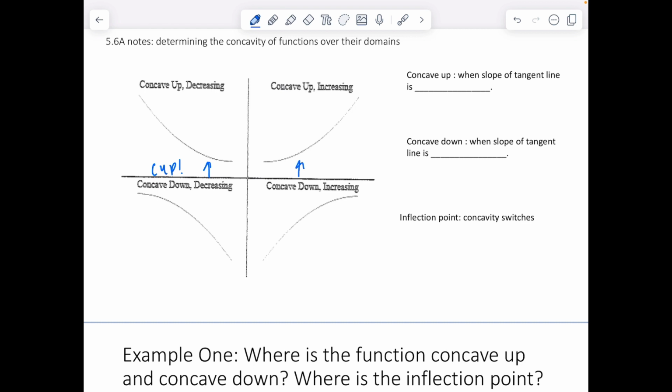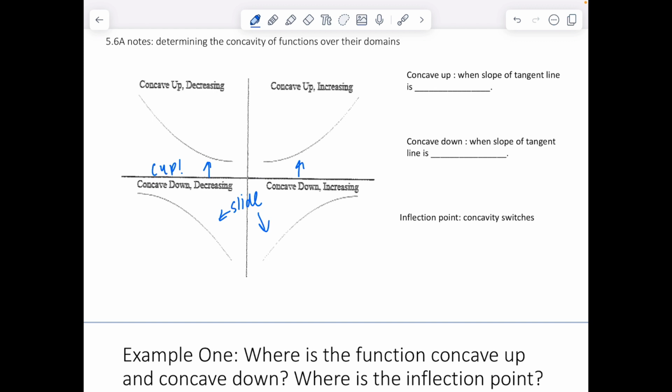One example I've heard before is if you were to pour water into one of these, it would fall and then get caught at the bottom. So concave up tends to look more like a cup, and these two examples at the bottom are concave down, and they tend to look more like a slide. If you put water on here, it would just slide right off, versus these, where it would stay in. That's one way to identify with your eyes whether a function's concave up or concave down.